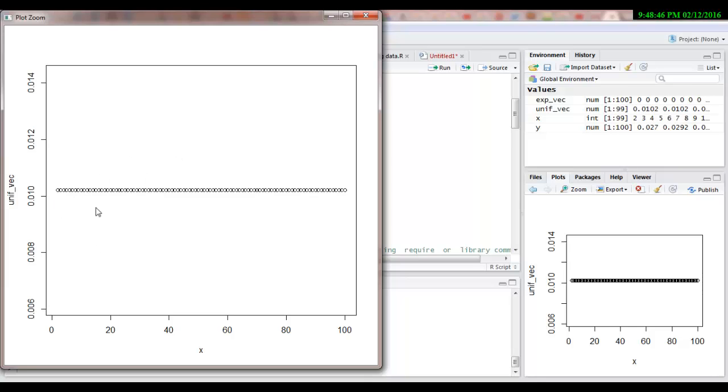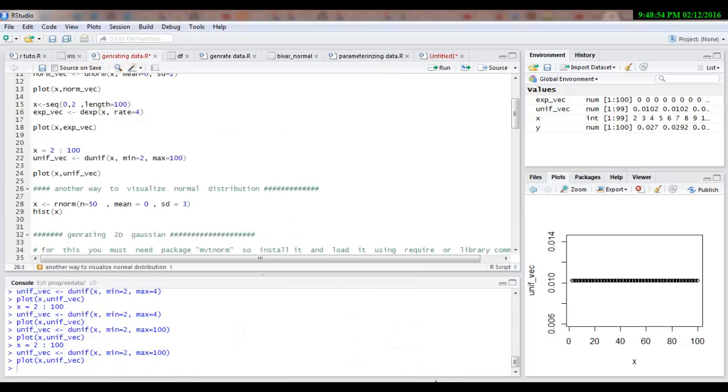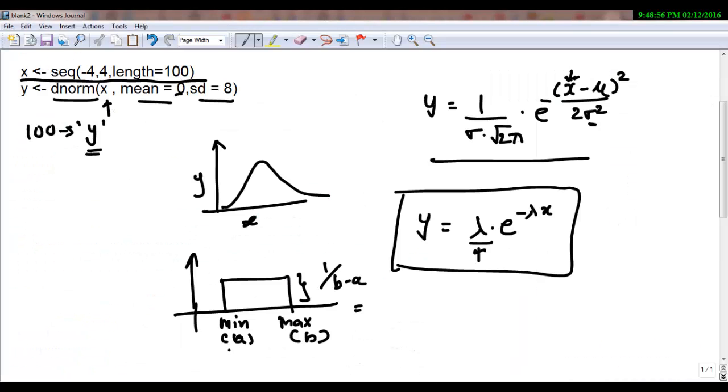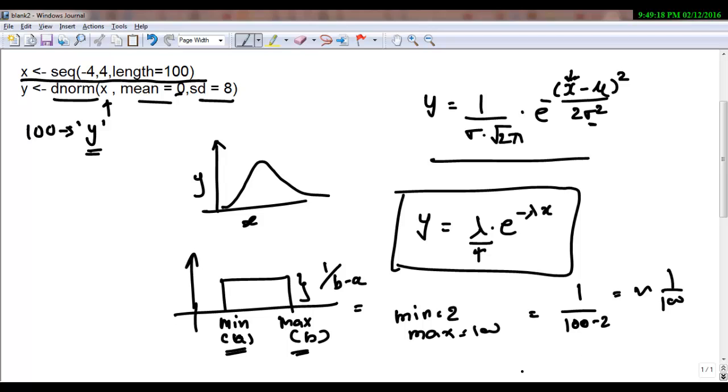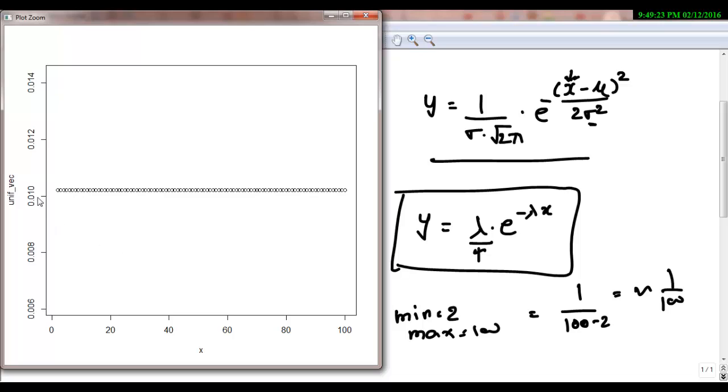But you can see that it's starting from 2 till 100, and the height it's receiving is according to this formula. So this is the minimum and maximum number, where the minimum we specified was 2 and the maximum was 100. So the height is 1 over (100 minus 2), which is nearly equal to 1 by 100. So you can see that the height is 0.010.